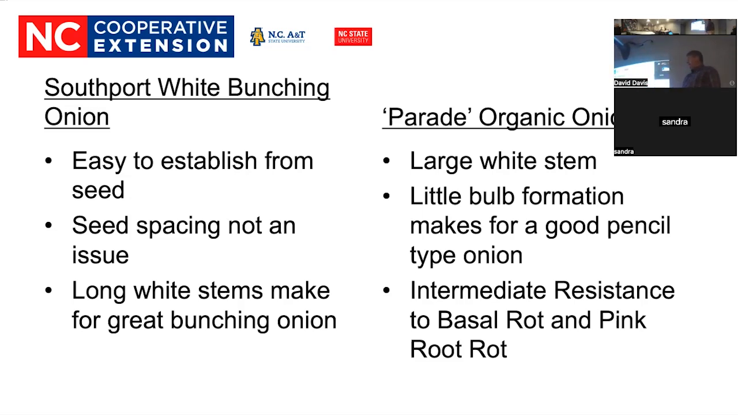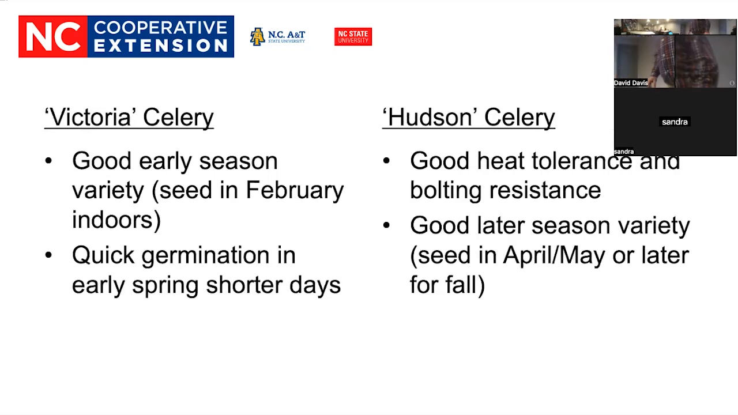If I want a pencil onion, I really like this Parade onion. You can get it organic and non-organic, treated or untreated. The main reason I like Parade for pencil onions is pencil onions tend to be subject to basal rot or pink rot. And so that's why I recommend this for a pencil onion. In our wet environment, we have a lot of basal and pink rot. So that's my go-to there because of the disease resistance.